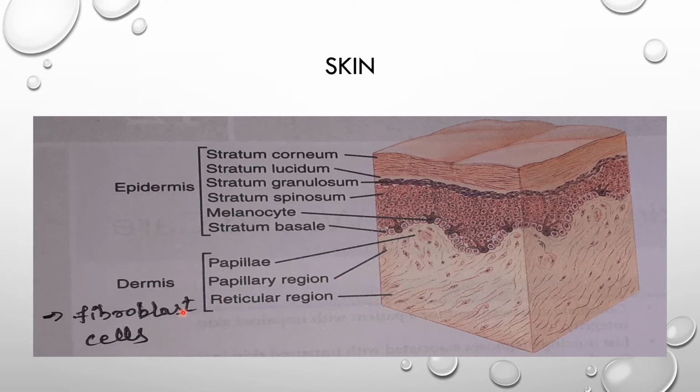The dermis has collagen fibers, and this collagen is formed by fibroblast cells, so fibroblast cells are present in the dermis region. You also know that in the epidermis there are no blood vessels; only up to the dermis there are blood vessels. So blood vessels and nerves are present in the dermis of the skin.